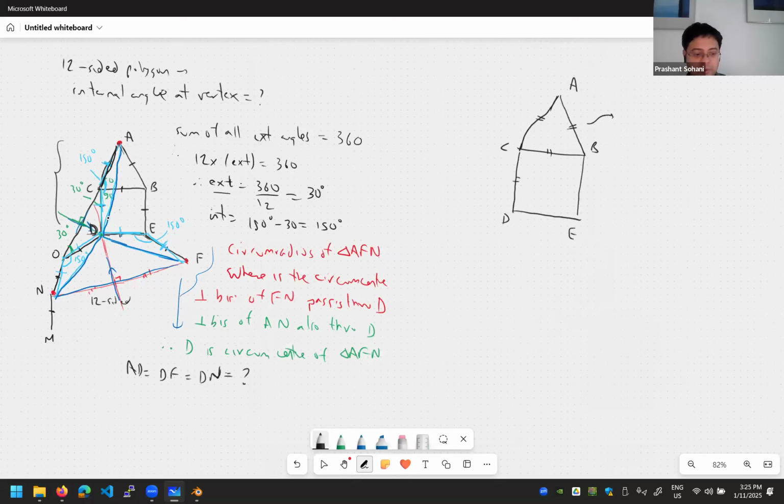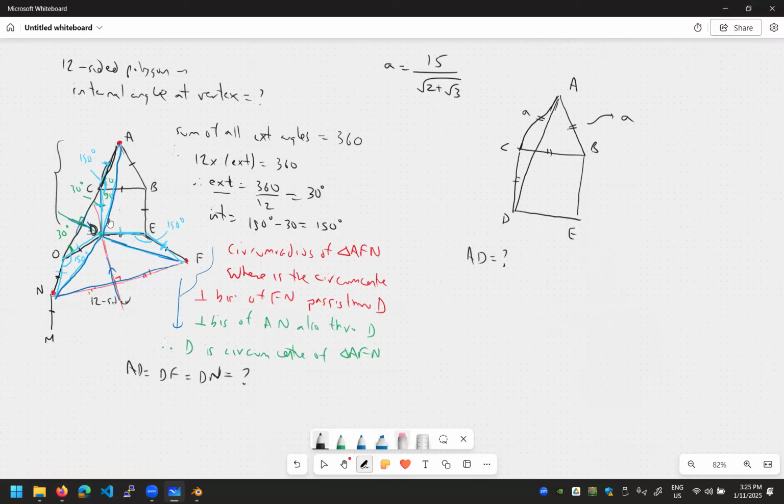What is that is given? Very complicated expression, 15 by... So let me just call it A temporarily instead of writing the expression every time. I'm just going to call it A. Okay, and then can we find the length of AD now? How will we find AD? Can somebody tell? 30, 60, 90, yes.